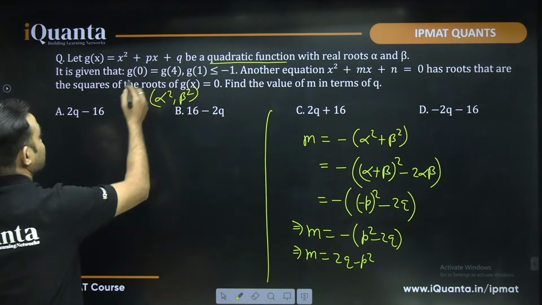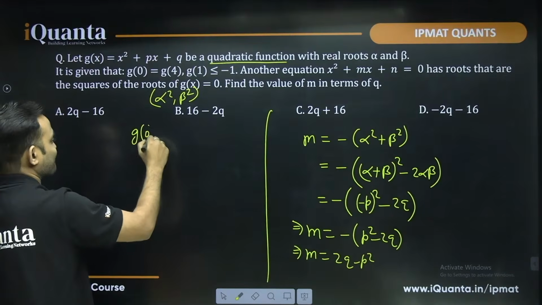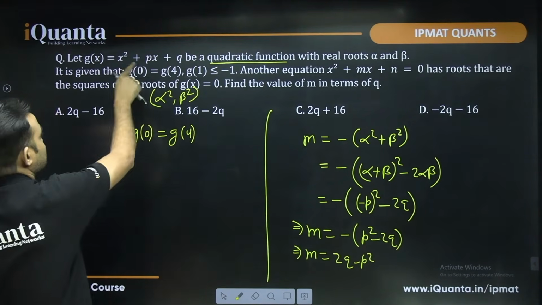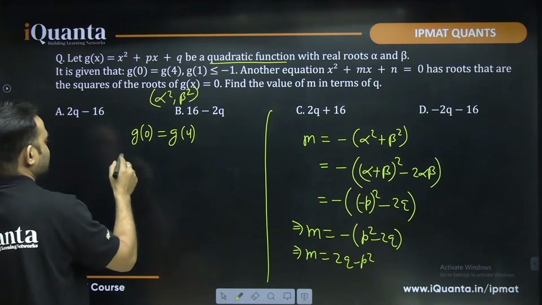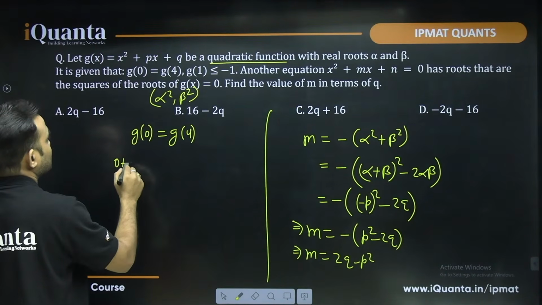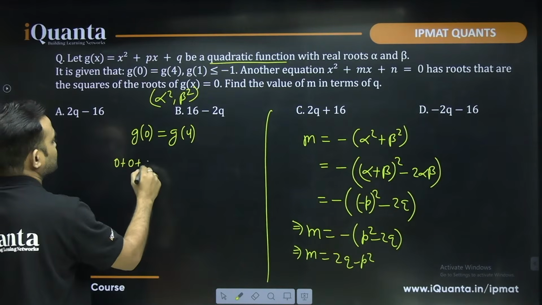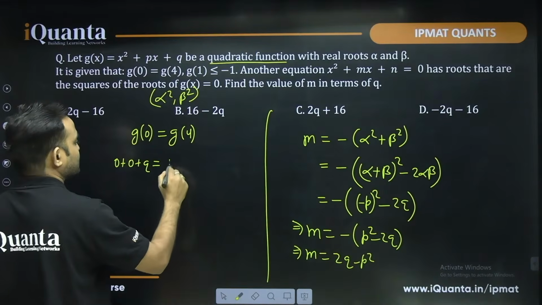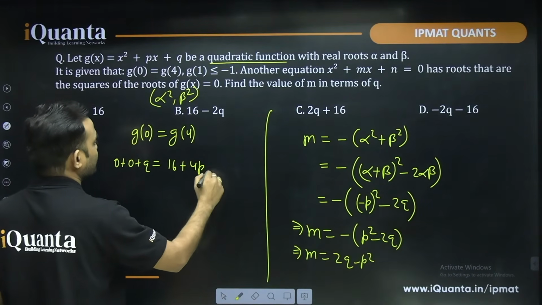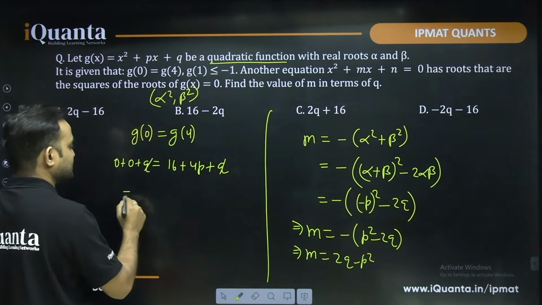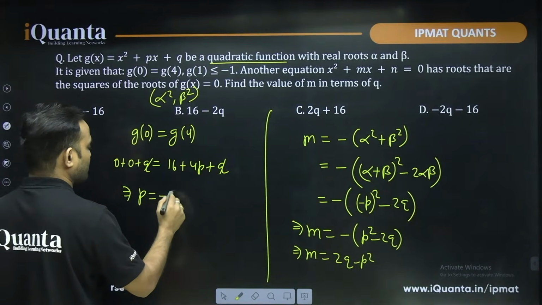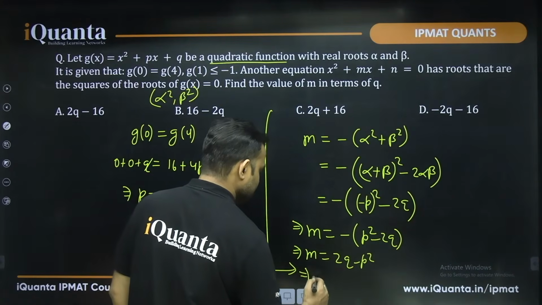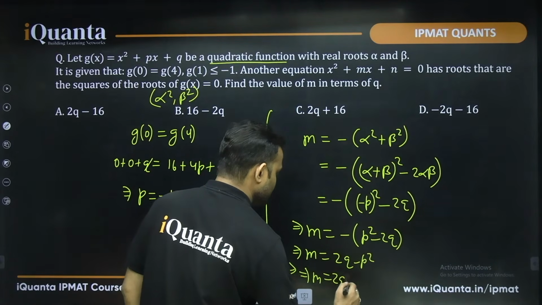We don't need to do anything else, we just need to find p. How do we find p? So let's check the condition. g(0) is equal to 4, means if I put x equal to 0, I am going to get q equal to 4. Then g(1) gives 1 plus p plus q. So p is equal to minus 4. This I can use here. So m will be equal to 2q minus 16.